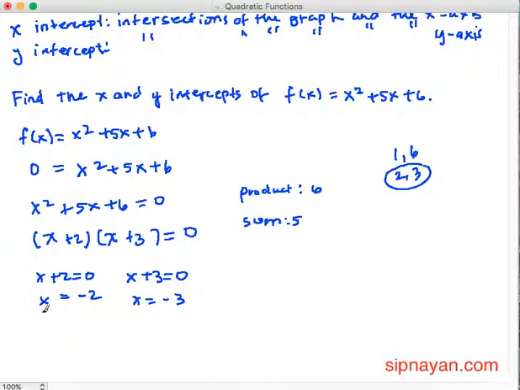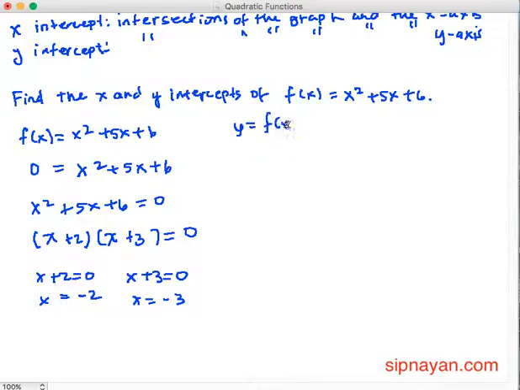x-intercepts, no? If we want to find the coordinates of the points, yung x-intercept natin ay 0 yung y-coordinate niya, di ba? So, we set y to 0, remember? So, we have, by the way, y is equal to f of x, no? Magtaka kayo, ano, yung mga hindi familiar sa notation. Because we can make this y equals x squared plus 5x plus 6, di ba?